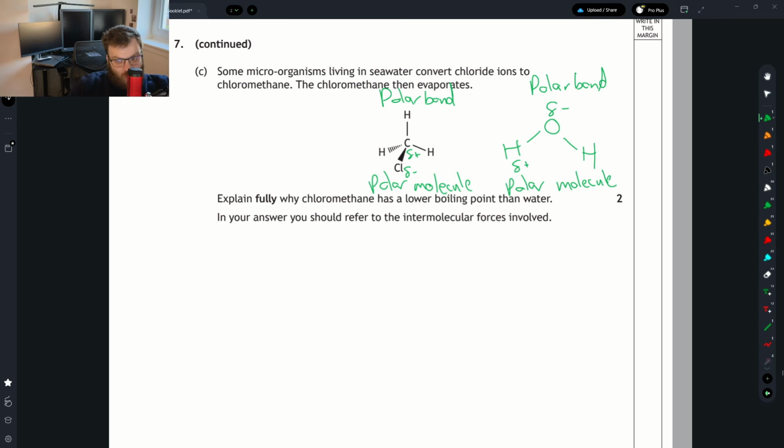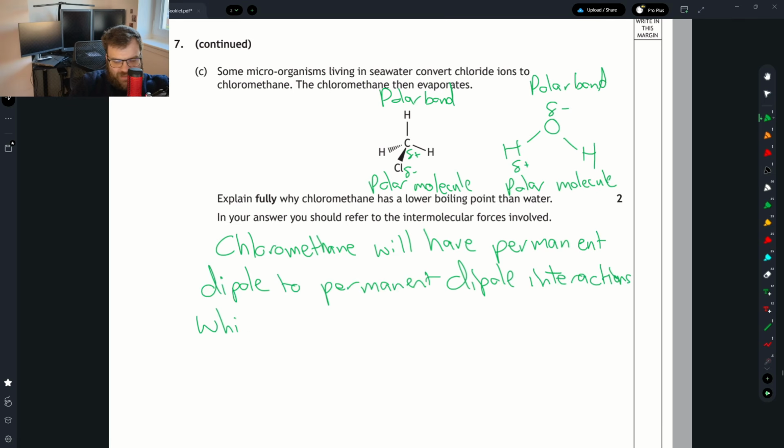Number one, water has H2O. Water can form hydrogen bonds. Chloromethane does not have hydrogen bonded to fluorine, oxygen, or nitrogen, so it cannot make hydrogen bonding. So chloromethane will have permanent dipole to permanent dipole interactions between its molecules. And these are weaker than the hydrogen bonding in water.